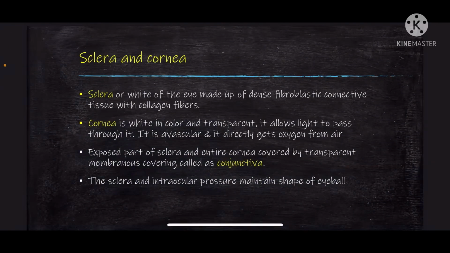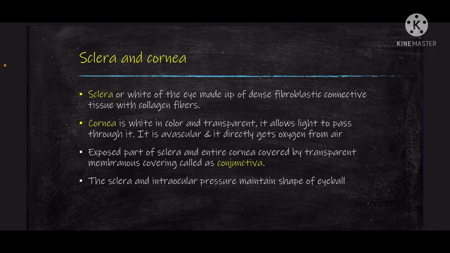Sclera and cornea. Sclera, which is also known as the white of the eye, is made up of dense fibroelastic connective tissue with collagen fibers. Cornea is also white in color and its nature is transparent. It allows light to pass through it. But the differential point is that it is avascular and it directly gets oxygen from the air.